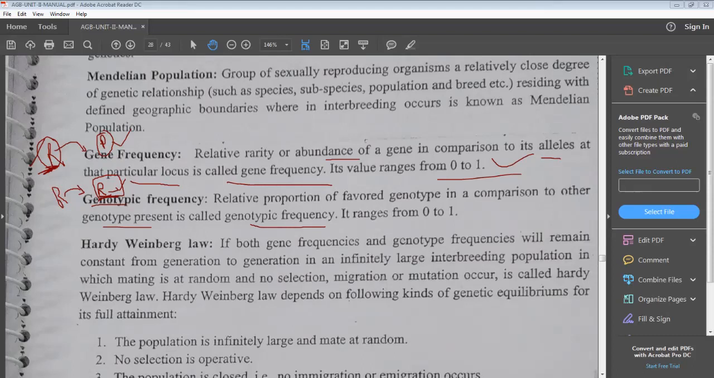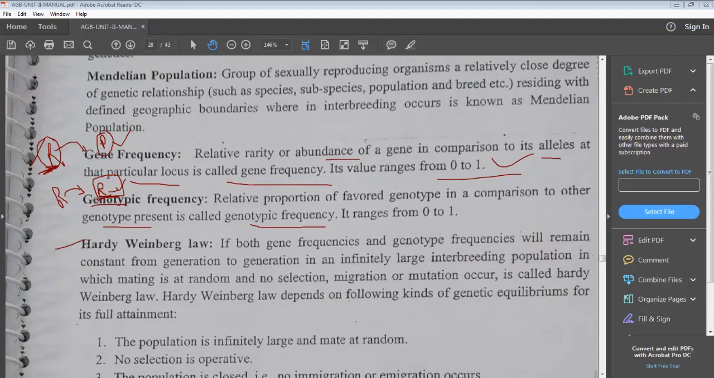Next is the Hardy-Weinberg law. If the gene and genotypic frequencies remain constant from generation to generation in an infinitely large inbreeding population, which is mating at random, with no selection, migration, or mutation, this is called the Hardy-Weinberg law.